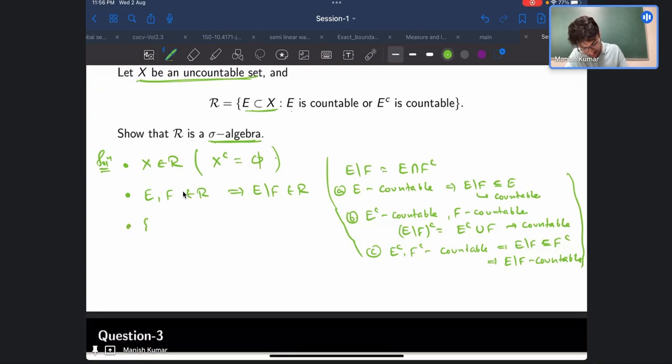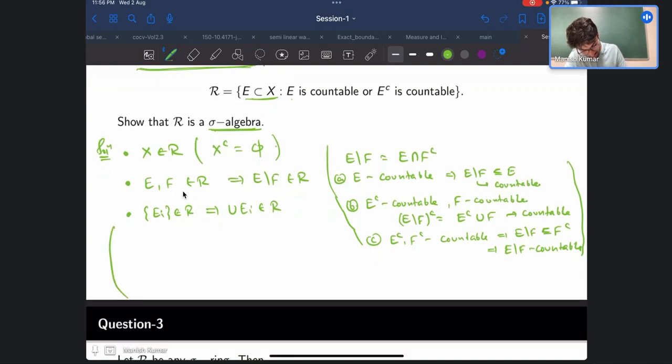Now the last property is, suppose we have E_i in R, you have to prove that the union of E_i is in R. Okay. So suppose the first case, when all E_i are countable. Now this would mean that the union of E_i is countable. Why? The reason is simple, because the countable union of countable sets is countable. So this is there.